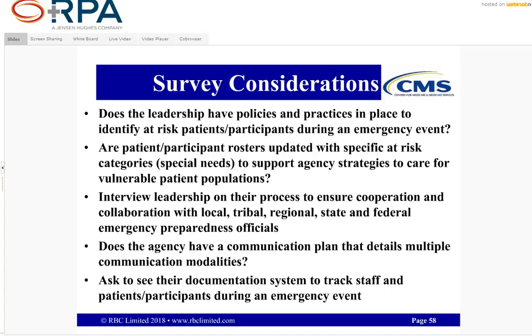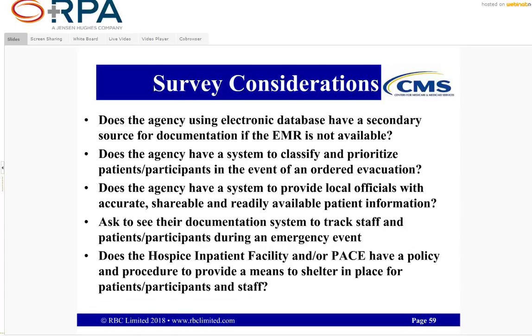Now, I listed some survey questions, and I only want to point a few out to you. When you look at the final interpretive guidelines from the final rule, they actually listed questions that surveyors would be asking you. Look down to bullet 4. Does your agency have a communication plan that details multiple communication modalities? And look at the last one. How do you track staff and patients during an emergency event? Those are good surveyor questions.